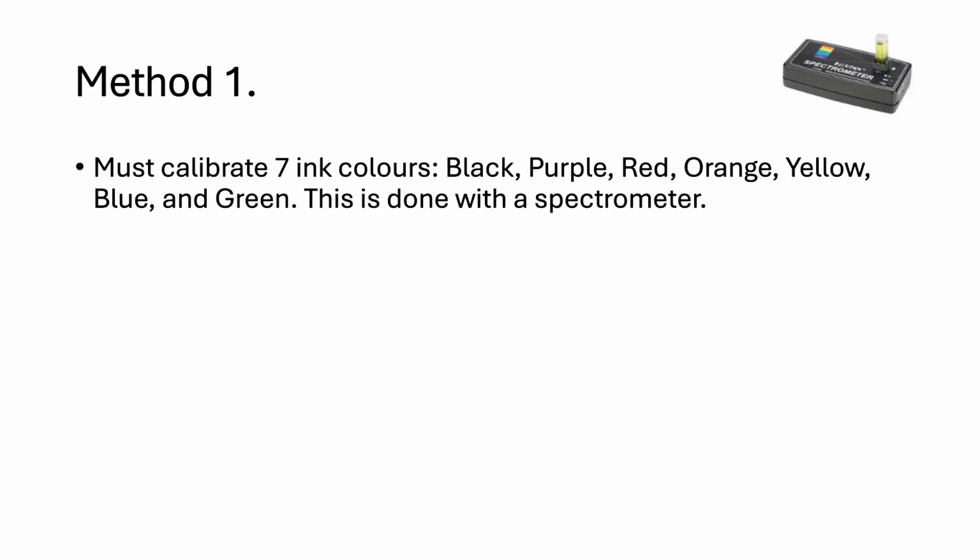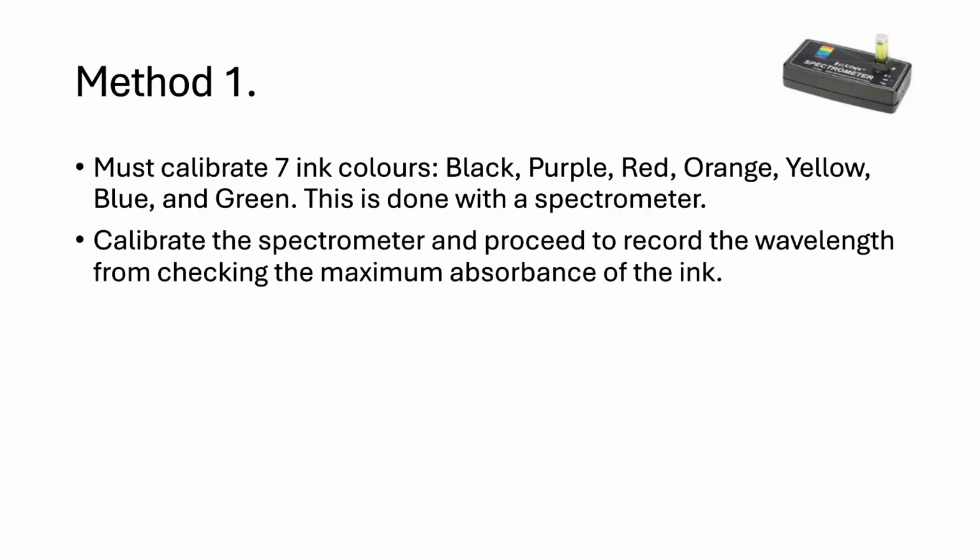So the first method, we calibrated 7 ink colors, and that was done with a spectrometer, which is seen in the top right. And when we calibrated the 7 colors, we had to check for the maximum absorbance of the ink, since this is the most sensitive area and therefore the most precise, as less error can occur.